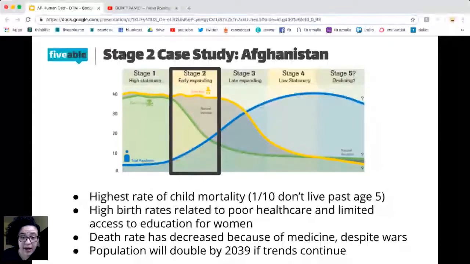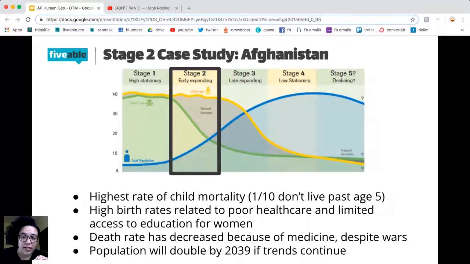The death rate has decreased, and it's mostly because of medicine. So even though Afghanistan has been in a lot of wars for the last several decades, they still have decreased the death rate because of medicine. And so in a country that's in stage 2, their population is increasing really fast. And that's not always a good thing, right?